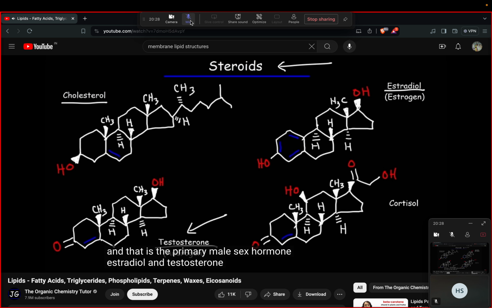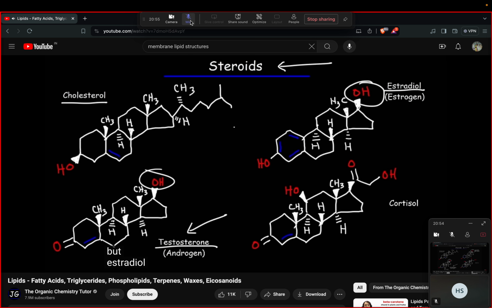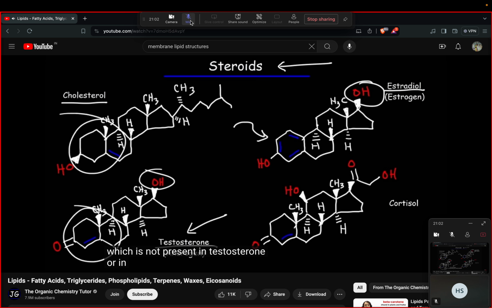Estradiol and testosterone, they're chemically similar. Besides both having 4 fused rings, estradiol and testosterone both have this hydroxyl group at the top. But estradiol really stands out due to the presence of this aromatic ring, which is not present in testosterone or in cholesterol.